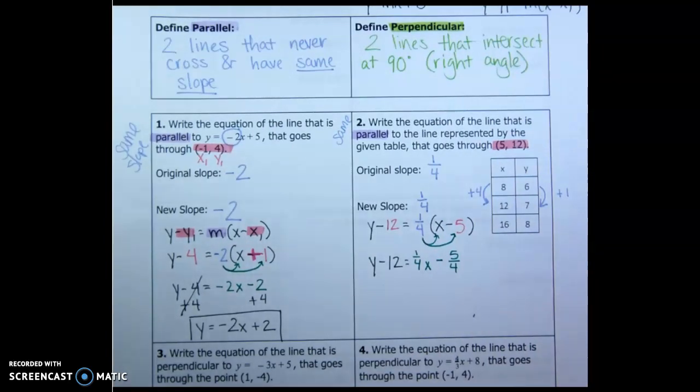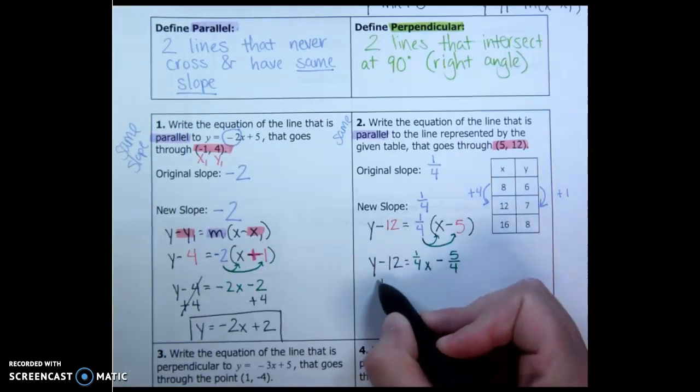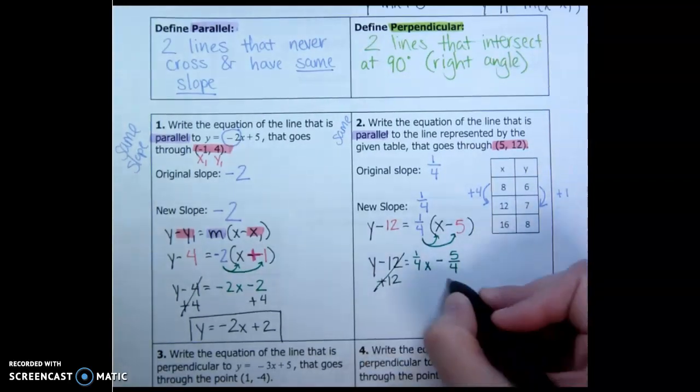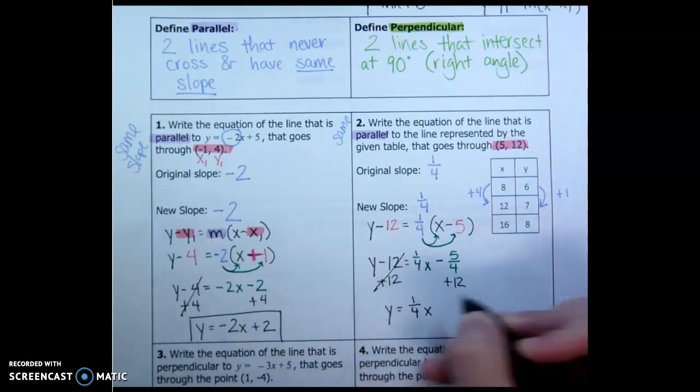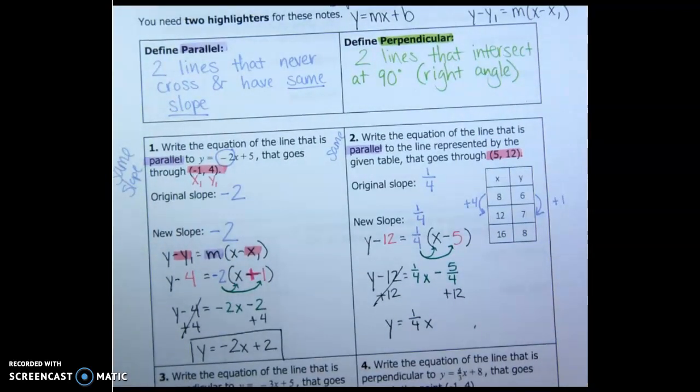Okay, now, are we done? No, we have to get that 12 off there. So the inverse operation of minus 12 is plus 12. Plus 12. Y equals 1/4 x... Ew, Miss Smith, I don't know how to do that one. Oh, well, guess what, children? We have a calculator. So, let's put it in.